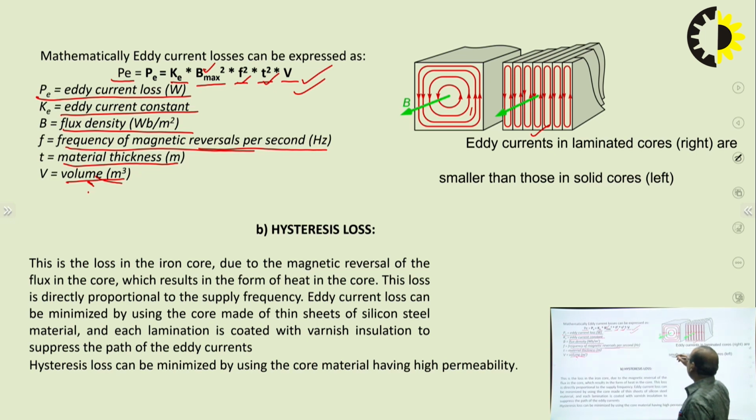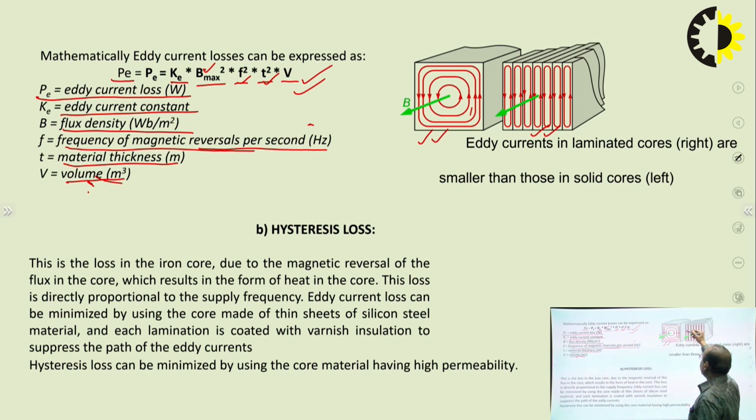In place of that, if we take a solid core, then this will be the path of circulating current, and since the thickness is more here, the eddy current losses will also increase accordingly if it is a solid core rather than a laminated core. So that's why laminated core is used for reducing or minimizing the eddy current losses.